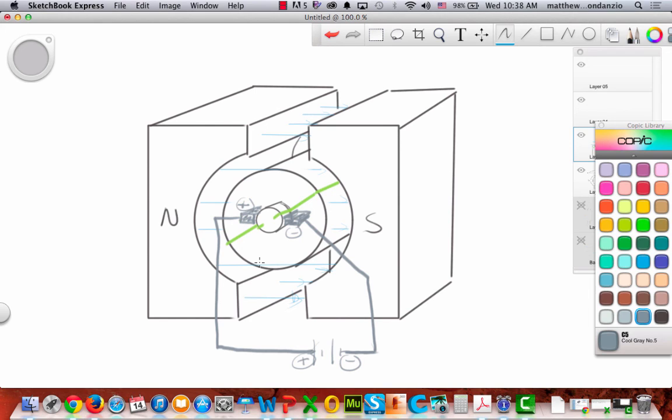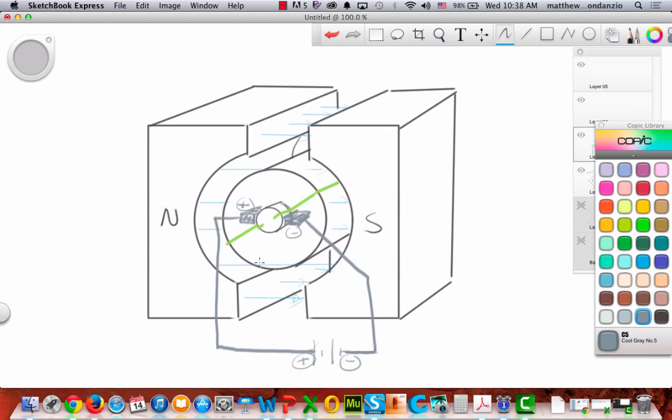Okay, so here's the thing. I'm only going to get current to flow through the wire when the green is aligned with the gray, right? I'm only going to get that to happen. So when it's aligned, I've got current going. So we've got the positive here, negative here, so the current's flowing in this direction, right?